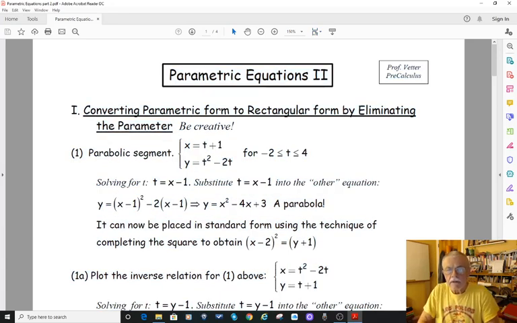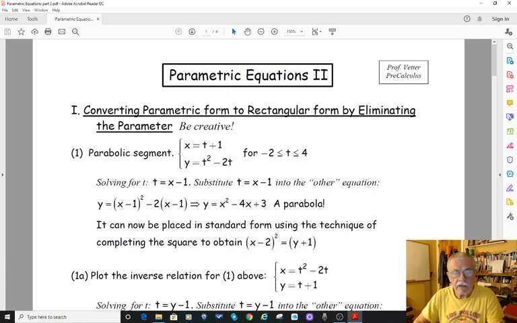Greetings. This is a video on parametric equations 2, and number 3 will be the last one, and it will concern some applications. This one, however, is concerned with converting parametric into rectangular form and rectangular into parametric form, and we'll do a little bit of applications as well, but this will be on the PDF copy on Blackboard, so you can follow along.